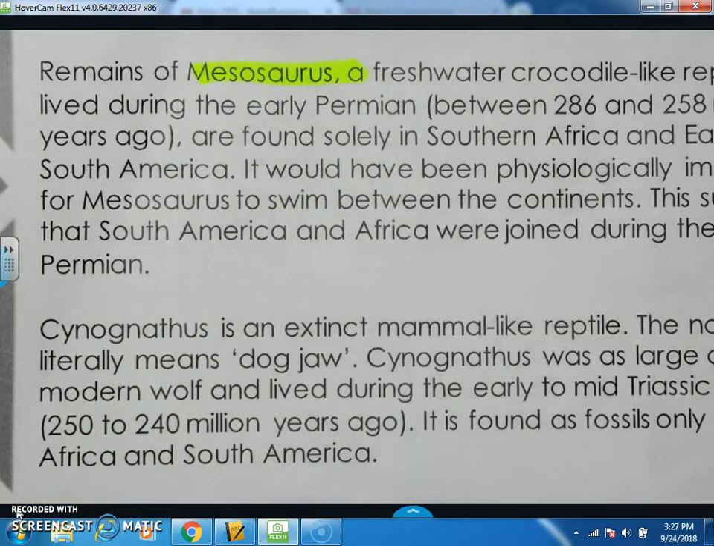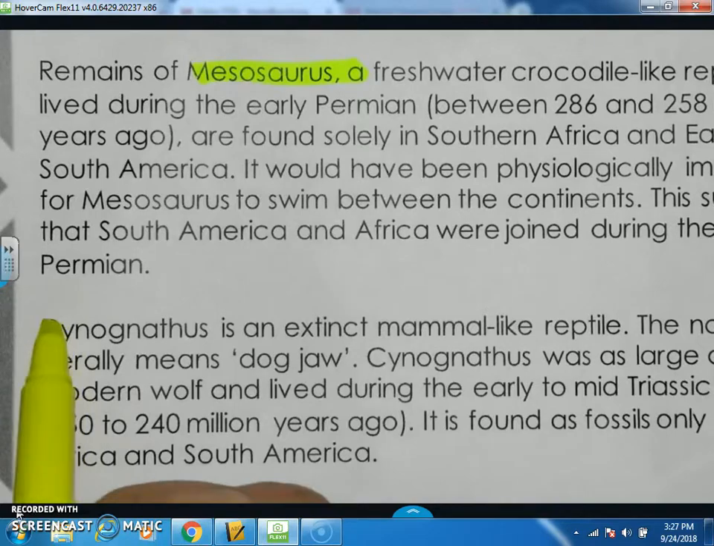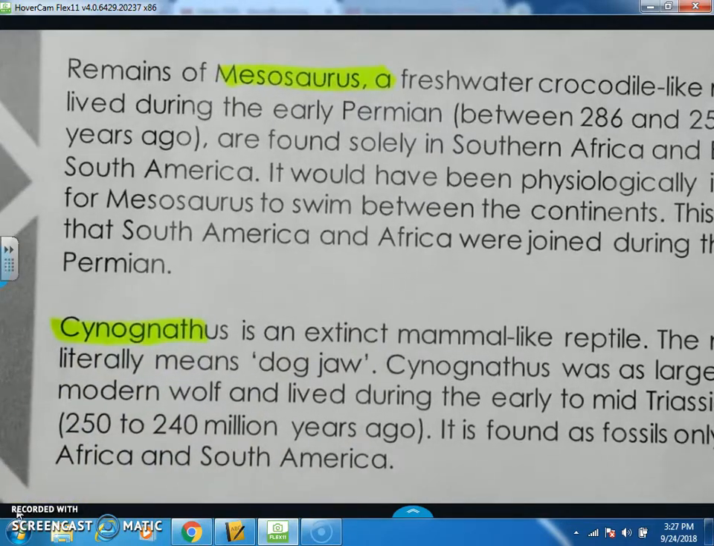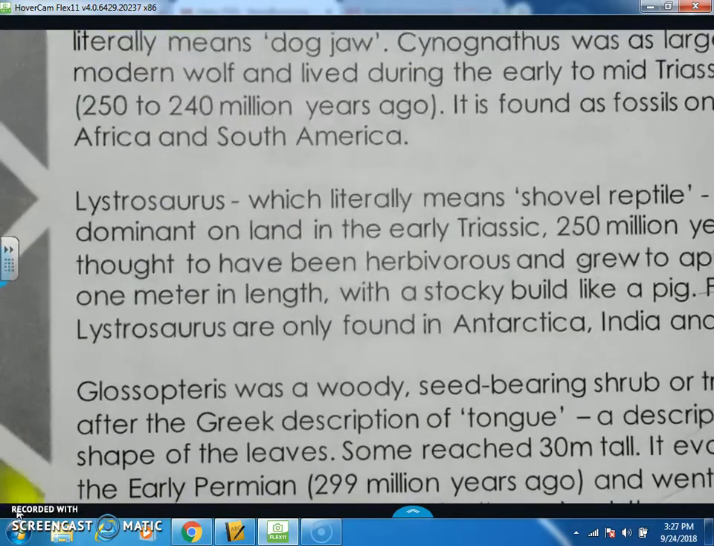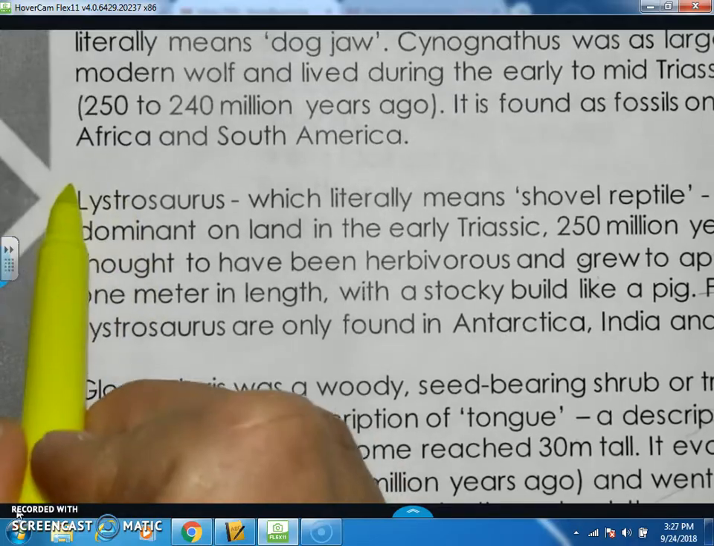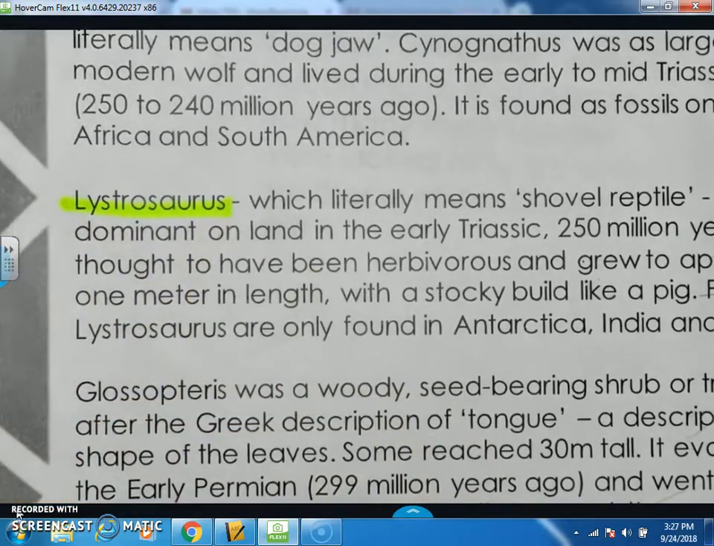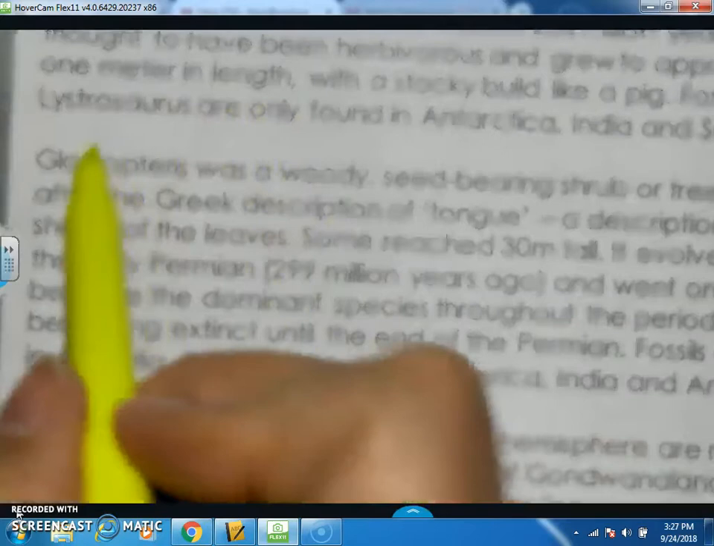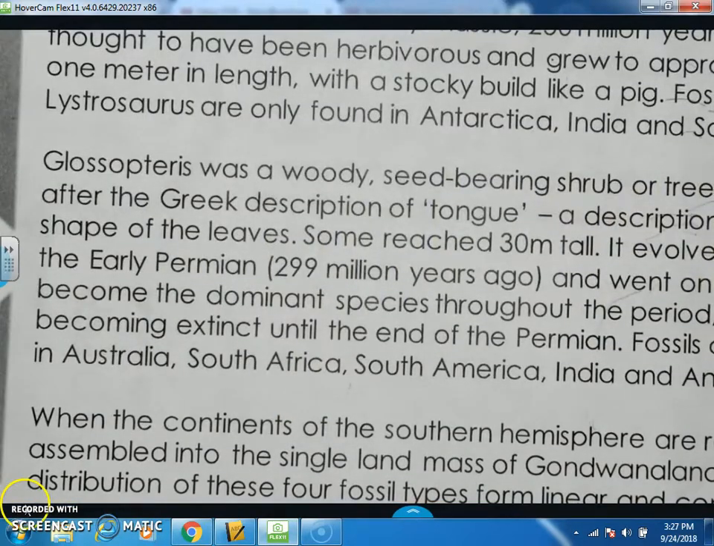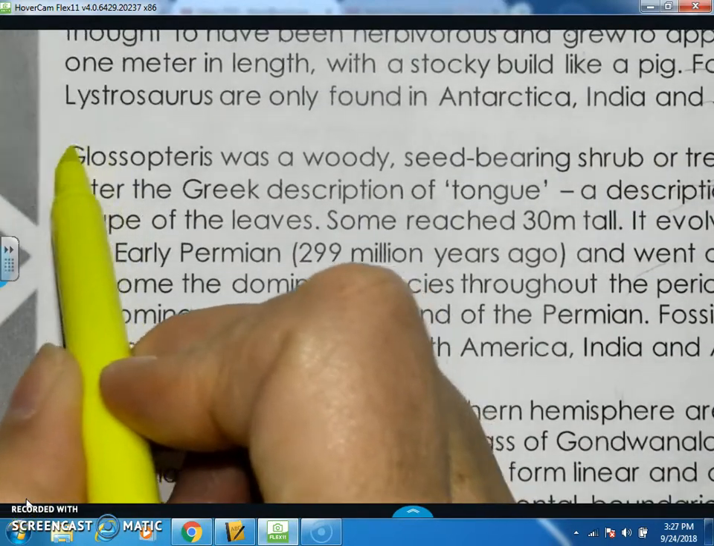So we had our crocodile-like creature, we had our mammalian-like reptile, we had another reptile, and then finally we had our plant.